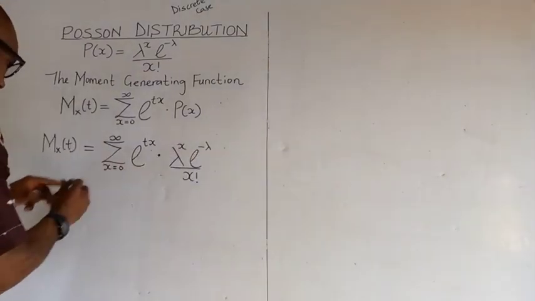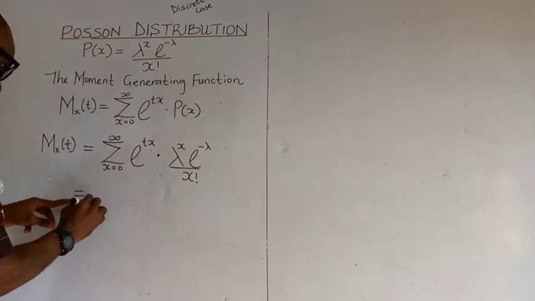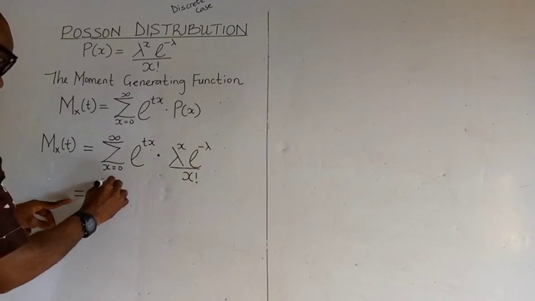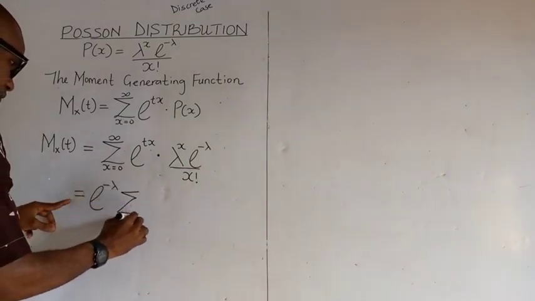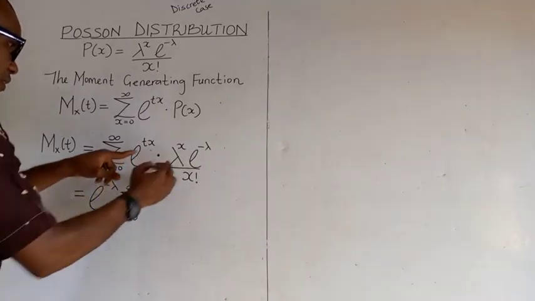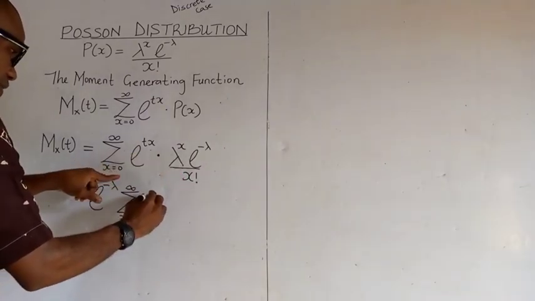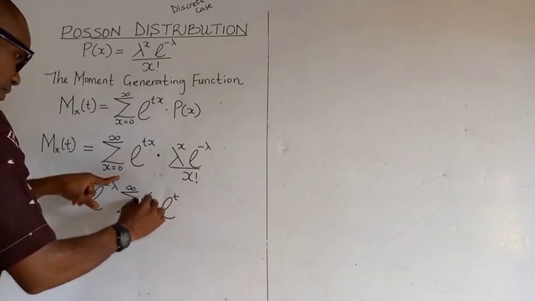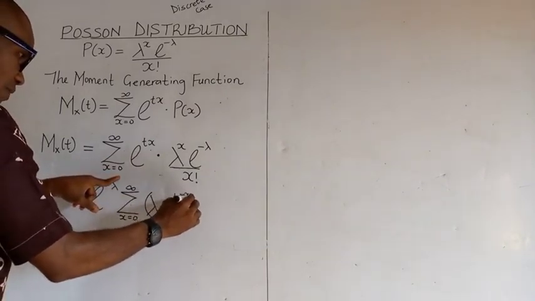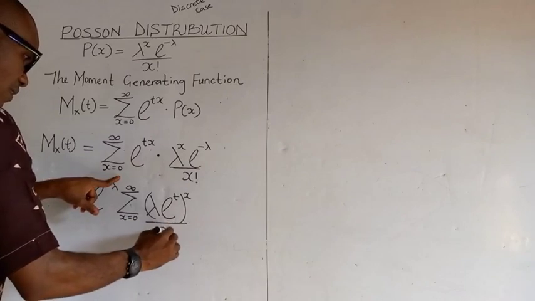So we put this back to get e^(-λ) times the summation of x ranging from 0 to infinity. We combine this and this to give us (λ e^t) raised to the power of x all over x!.